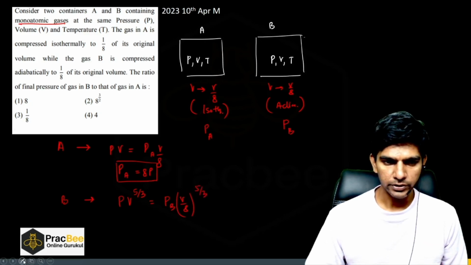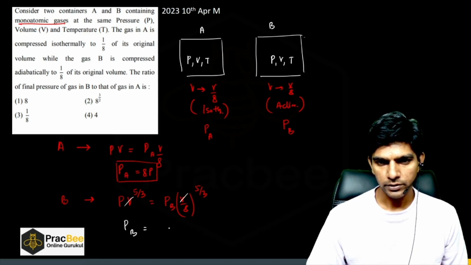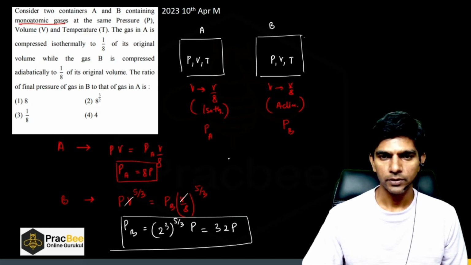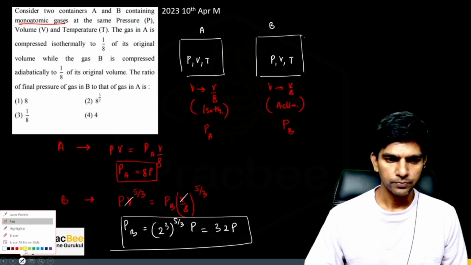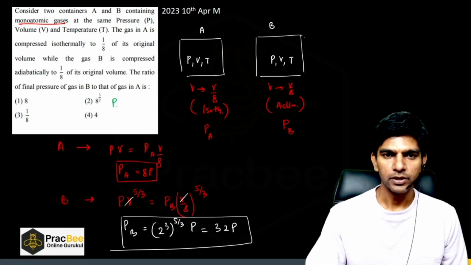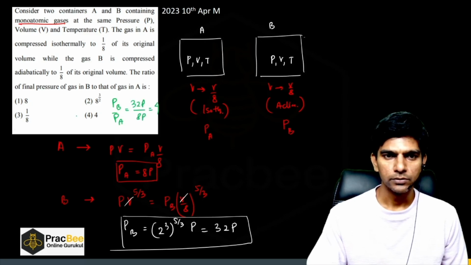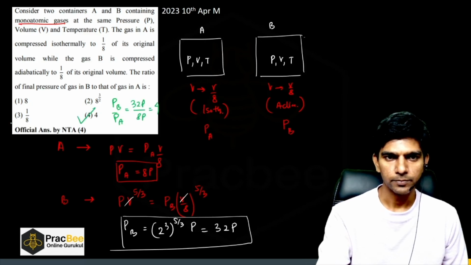Now this V will get eliminated, and PB is nothing but 2 raised to power 3, raised to power 5 by 3, times P, which is nothing but 32 times P. So now we know the value of PB. We have to find the ratio of PB to PA. So 32P divided by 8P, which is nothing but 4. So option 4 is the right answer.